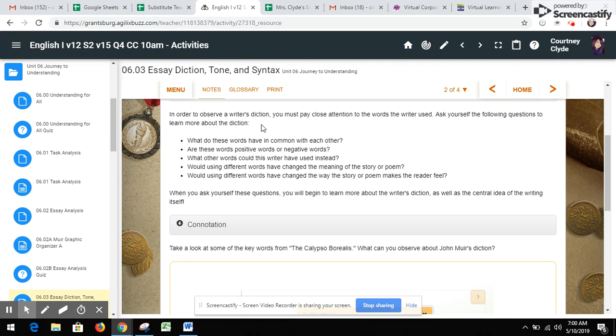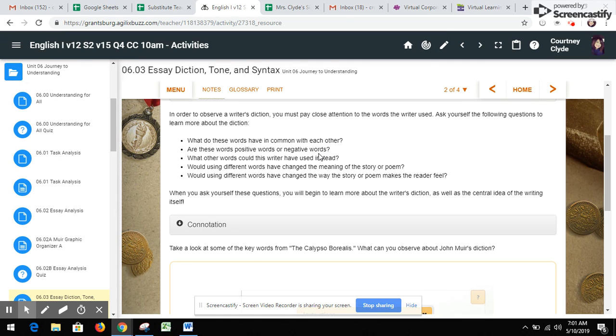So when you observe a writer's diction, you have to pay close attention and you can ask some questions, all right? So, what do these words have in common with each other? For example, with the trees, I knew that they were all types of trees. And that's what made me realize when I read it the first time, oh, he didn't just go through, like I might say I walked through the forest and I saw a bunch of trees. He didn't do that though. He saw all of them and then he specifically took the time to list each one out and appreciate each individual beauty.